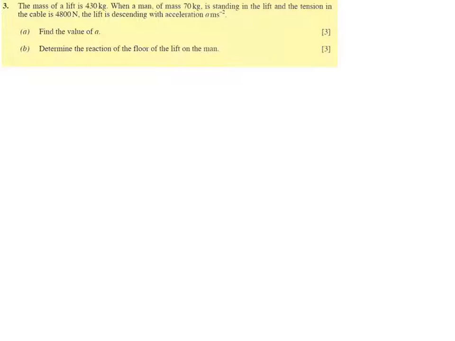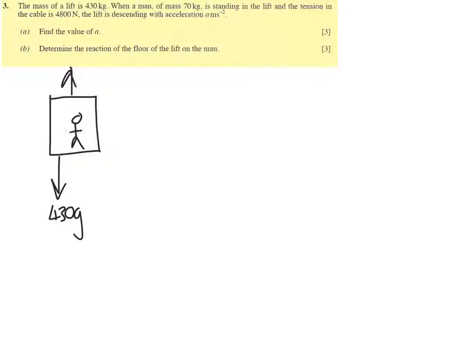Right, fourth of these questions. We've got to get the diagram right first. So let's go straight into it. Let's get the diagram done. Right, so we've got a lift. Tension's going to be acting that way. What do we know about the lift? The lift is 430 kilograms. So that's 430 G. We've got a man in the lift. Okay, so there's our man. Fantastic bit drawn. Should have been an art teacher.